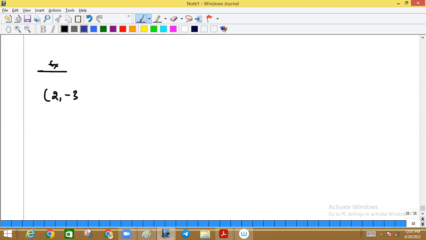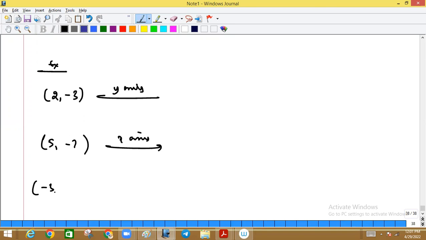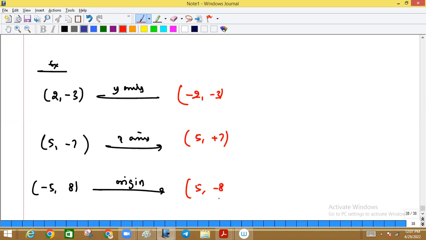(2, -3) with respect to the y-axis. (5, -7) with respect to the x-axis. (-5, 8) with respect to the origin. What does it become? Y-axis means x changes, (-2, -3). X-axis means y changes, +7. Origin means both change. Understood?